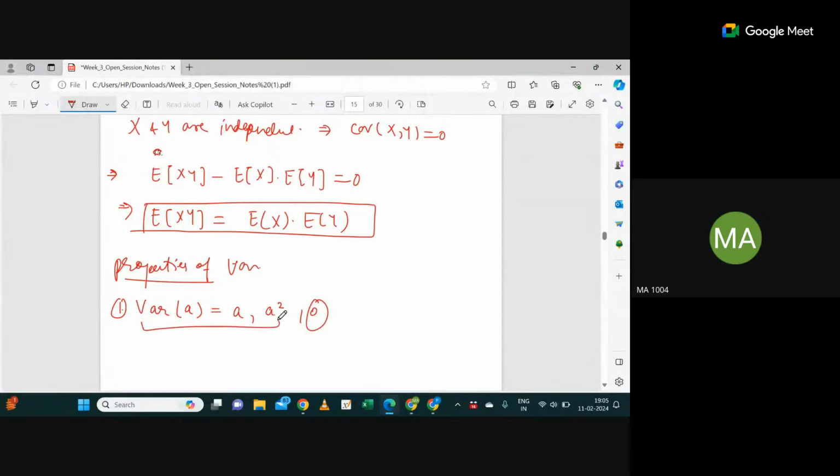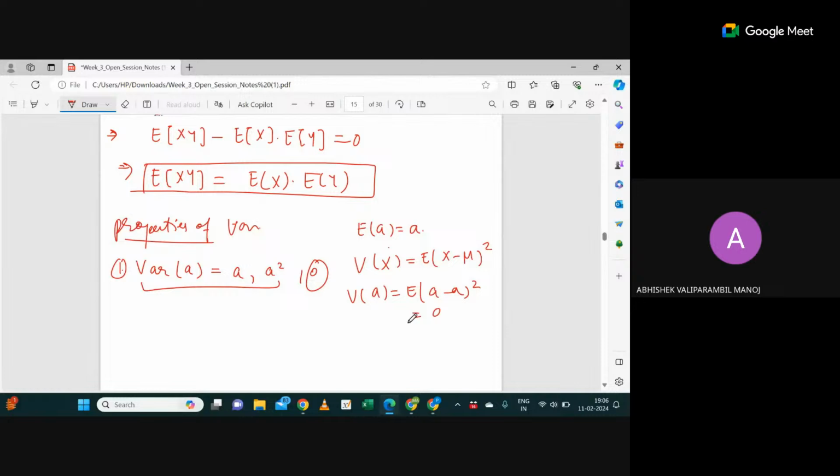The expectation of a constant is that value only. In case of variance, just think a little bit. Variance of a constant will not be that value, because variance is defined as expectation of (x minus mu) square. So variance of a constant a is expectation of (a minus a) square, which will be 0. Yes or no? So variance of a constant will always be 0.